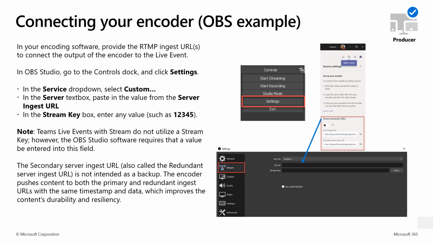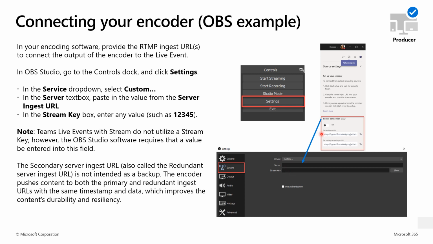Now that we've got the back end ready to roll, we're going to take this and connect to the encoder. With my OBS example, I'm going to go in OBS into settings. I'm going to go to stream. Under service, I'll select custom. Under server, that's where I'm going to paste the server ingest URL. Boom. Now stream key, we don't actually use a stream key, but OBS is expecting something to be in here. So you can put whatever you want. 1, 2, 3, 4, 5. It's the same combination I have on my luggage. Fantastic. Just put anything there. Otherwise, OBS won't let you save out of this screen.